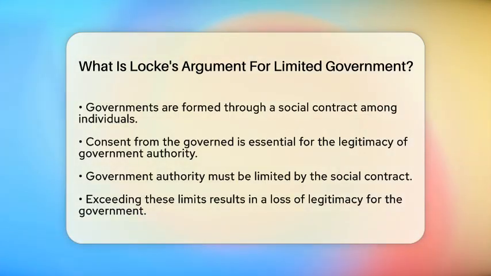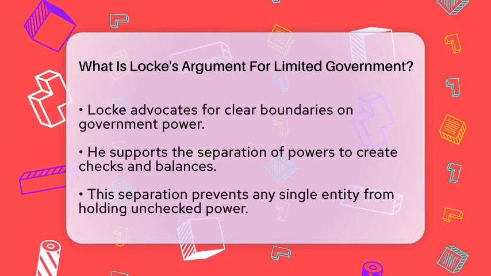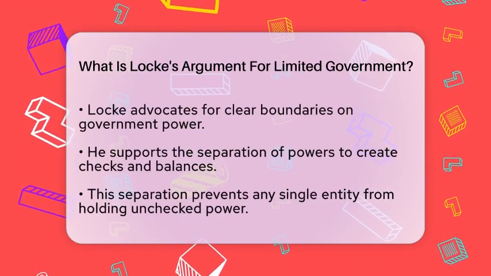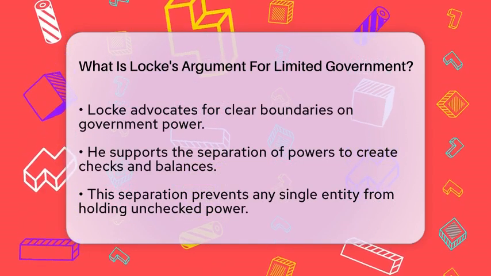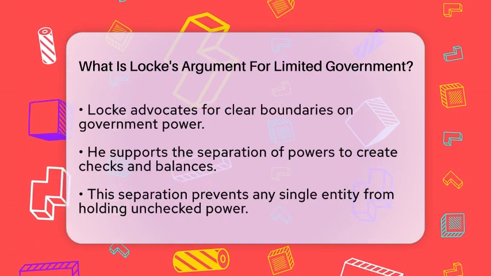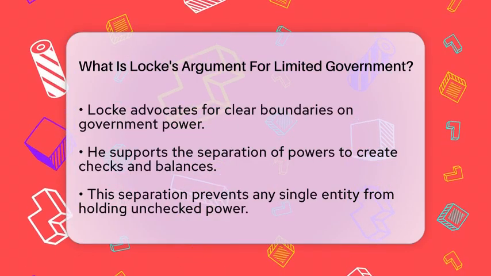To prevent the misuse of power, Locke advocates for clear boundaries on government authority. He supports the separation of powers, which divides legislative and executive functions. This creates checks and balances within the government. By doing this, no single entity can hold unchecked power, which helps preserve individual freedoms and maintain political stability.